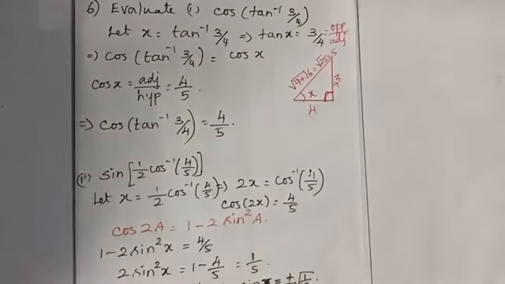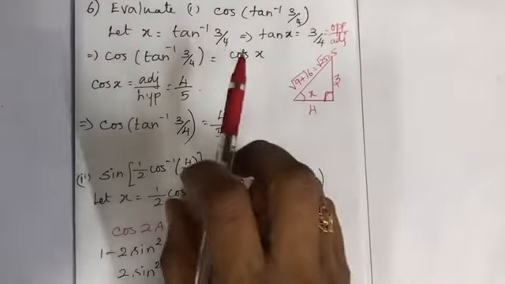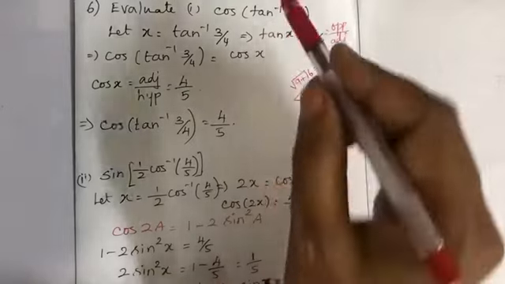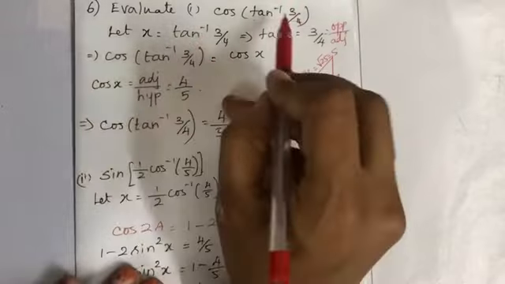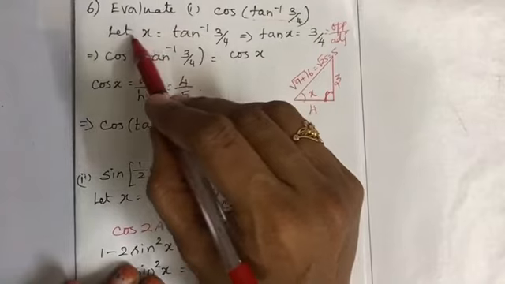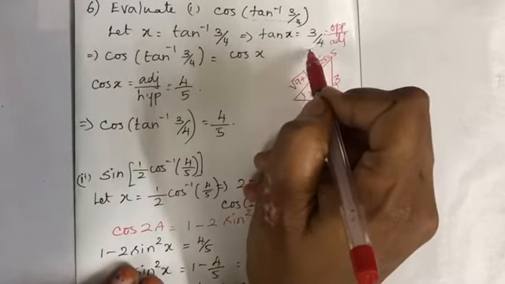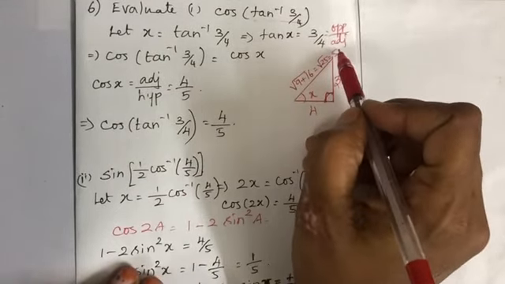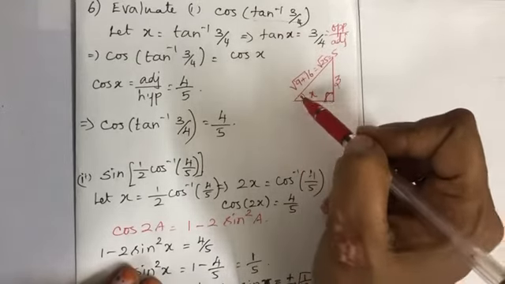Sixth problem. Evaluate cos tan inverse 3 by 4. So we have to find cos tan inverse 3 by 4. First I take this expression as x. Let x is equal to tan inverse 3 by 4. That implies tan x is equal to 3 by 4. What is the formula of tan? That is opposite side by adjacent side. So 3 is opposite and 4 is adjacent side. So angle x will come here.